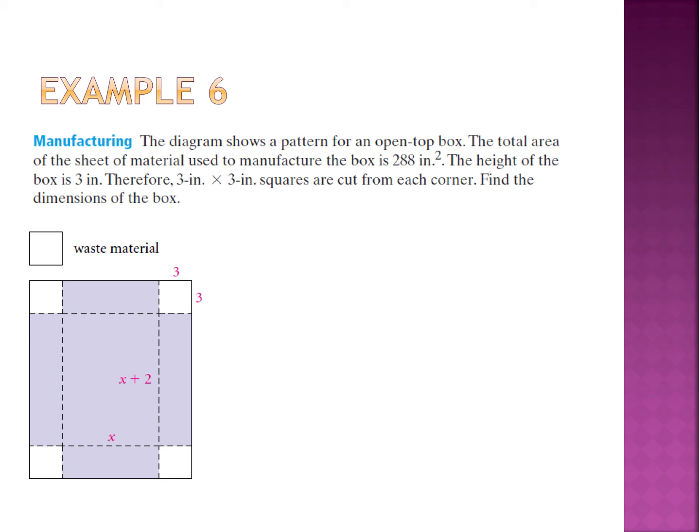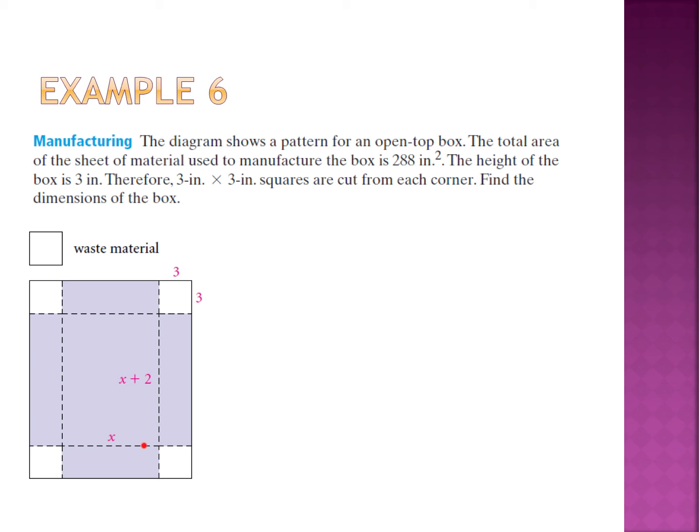Now my last example says that the diagram shows a pattern for an open top box. The total area of the sheet of material used to manufacture the box is 288 square inches. The height of the box is 3 inches. Therefore, 3 inches times 3-inch squares are cut from each corner. We need to find the dimensions of the box.